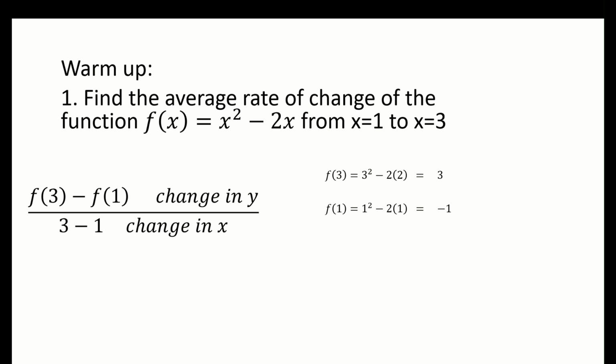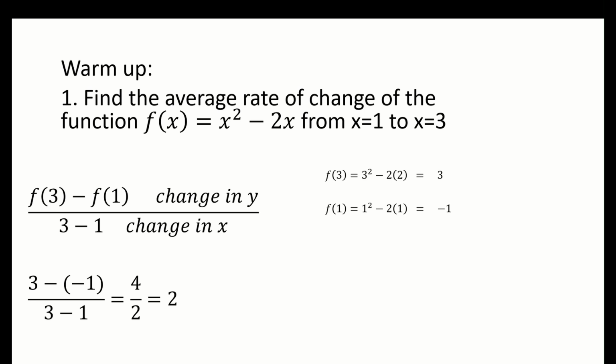So then our calculation is 3 minus negative 1 divided by 3 minus 1, which gives us an average rate of change of 4 divided by 2, which simplifies to 2. So that's all the average rate of change review we're going to do. There's a million examples of this if you look it up online, where you have a function and you need to find the change in y over the change in x, okay?